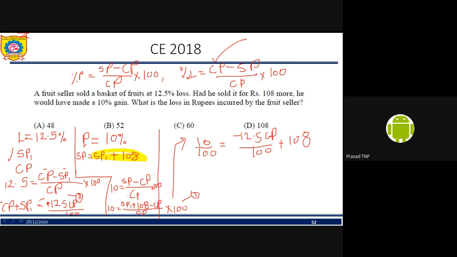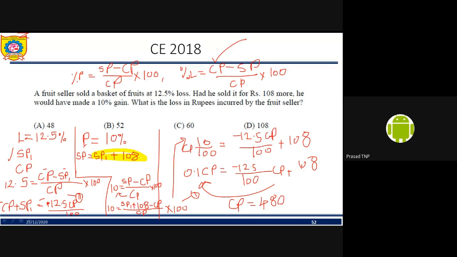And this CP will get to this side. So it is 0.1 cost price equal to minus 12.5 by 100 cost price plus 108. Then how to solve this? This is very simple. You can transfer this cost price to one side. So this is simplification, actually, mathematical simplification. If you solve this, then you will get the value of cost price as 480 rupees.